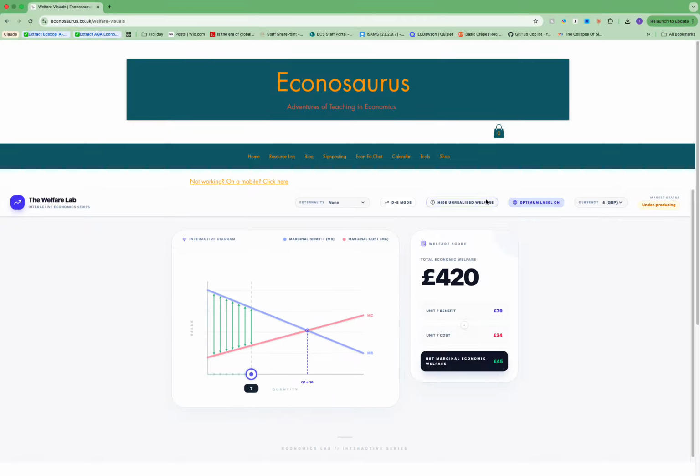What can be useful here is to show the unrealised welfare, that if we produce at 7 rather than 16, we're missing out on all this nice juicy welfare here that's marked in grey. I can turn the optimum label on and off, but I think it's quite useful to have on sometimes.